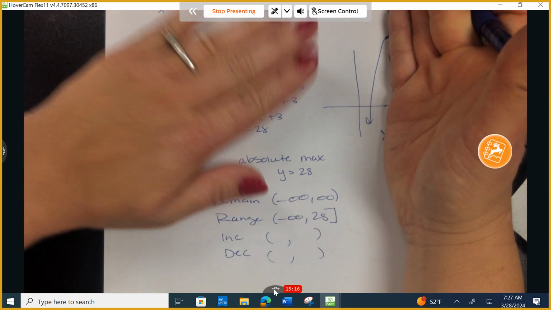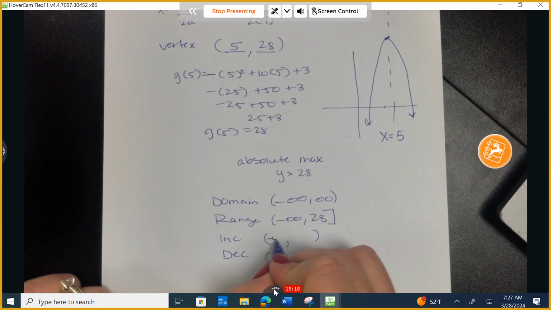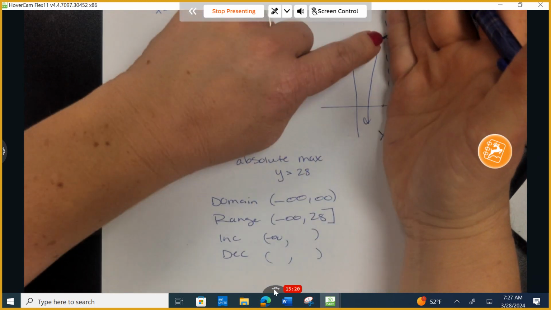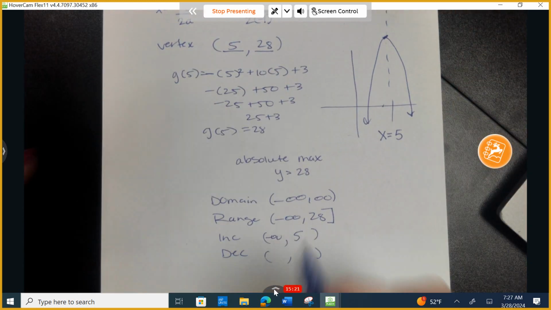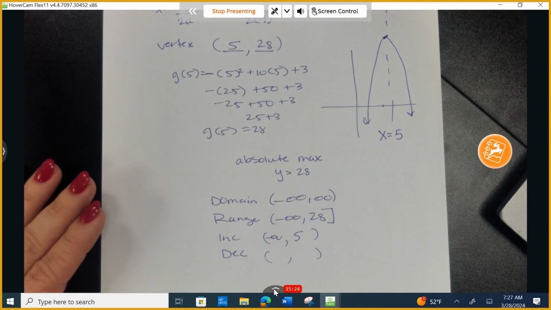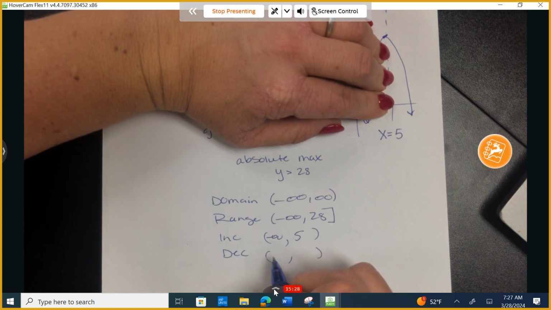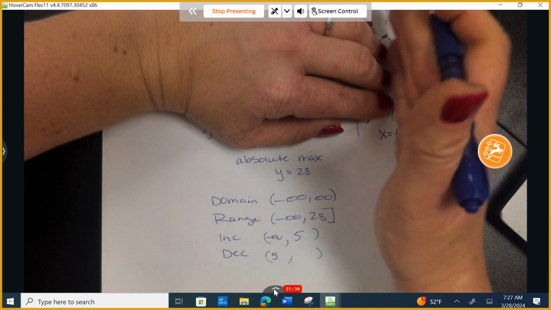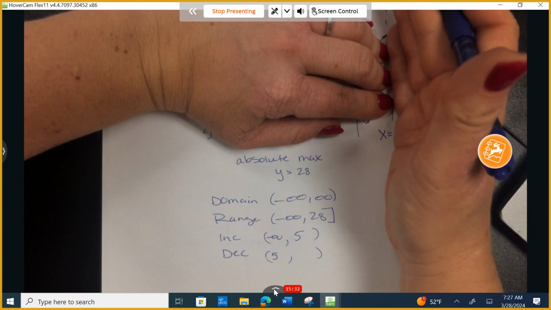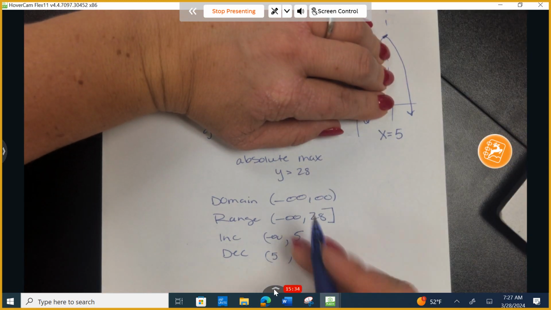So it comes from the far left, and it continues to increase until it gets to an x value of 5. Always x values as we described increasing, decreasing, and constant. Now this portion right here, after it leaves an x value of 5, it decreases as it moves to the right. As it moves to the right, it decreases.